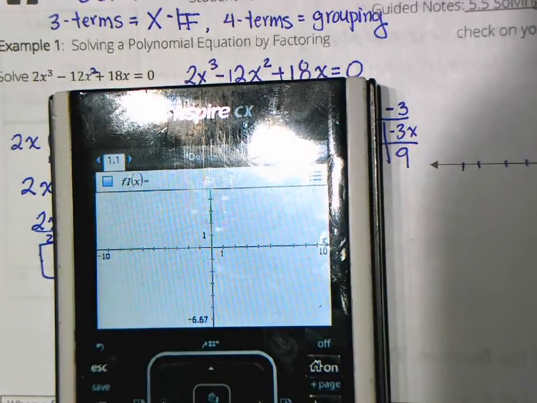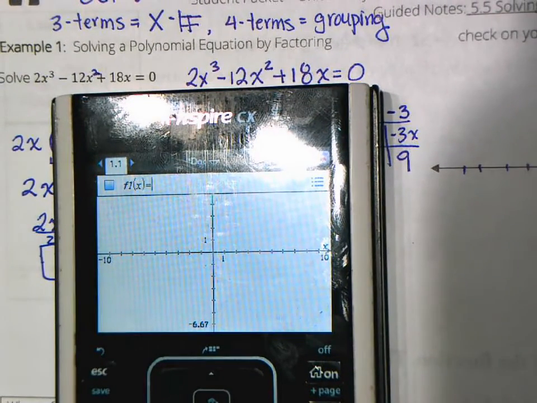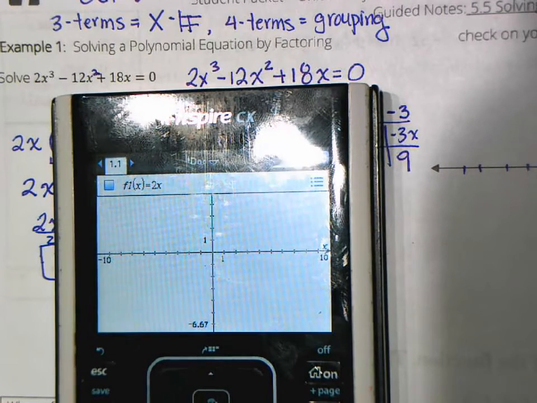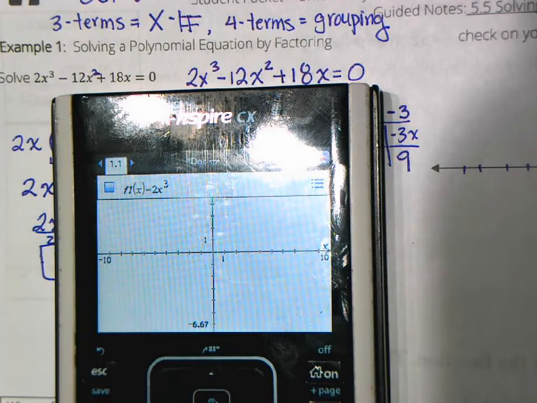Okay, let's type in that equation: 2x to the third power minus 12x squared plus 18x. And I'm going to graph it.